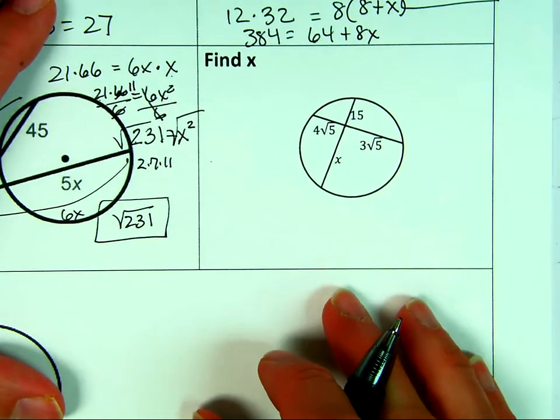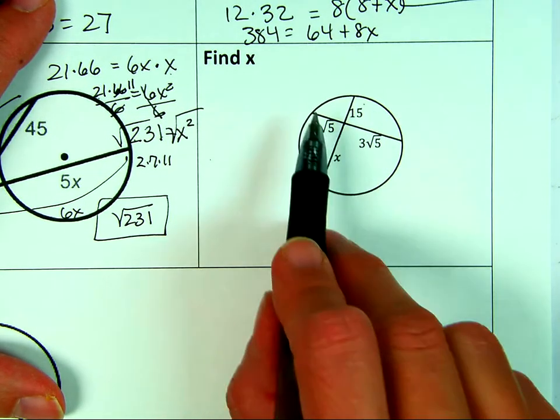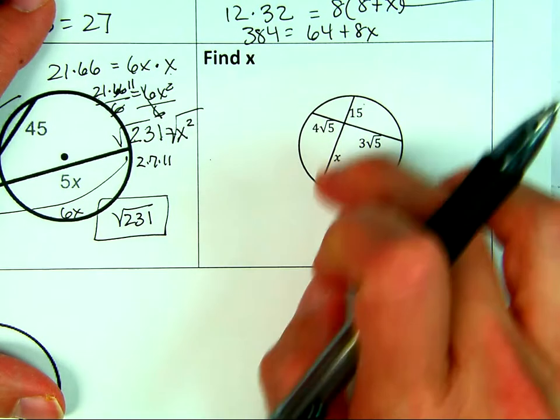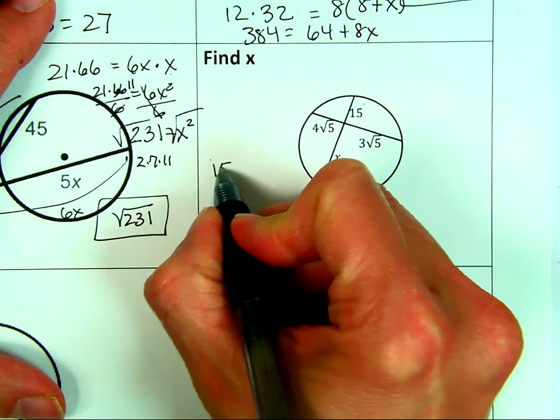Okay, we got some square roots over here too. So remember, inside the circle, so part times part, part times part. So the product of these two equals the product of those two. So 15 times x, that's pretty easy, 15x.